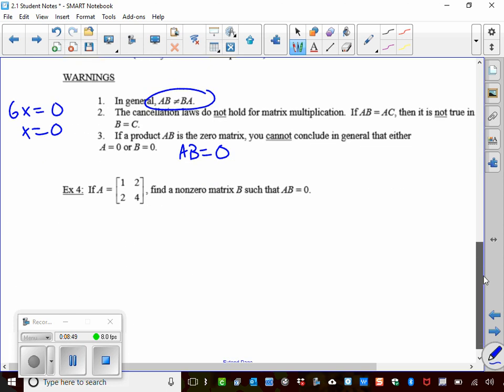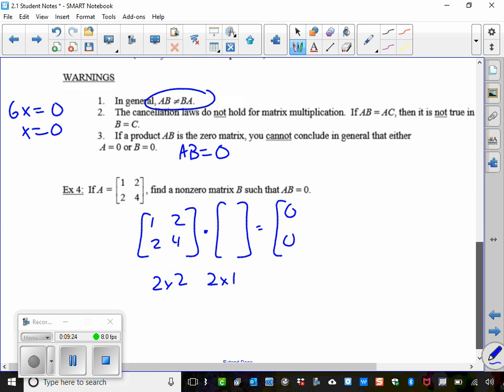So for instance, in number 4, find a non-zero matrix B such that AB is equal to 0. So we're going to set that up in a little bit of a tricky way here. I have 1, 2, 2, 4 times a non-zero matrix B such that AB is 0. This is a 2 by 2. How about I do B as a 2 by 1? It has to come out to 0, 0. I don't have to find another 2 by 2. It just has to be a 2 by 1. So how about x and y?